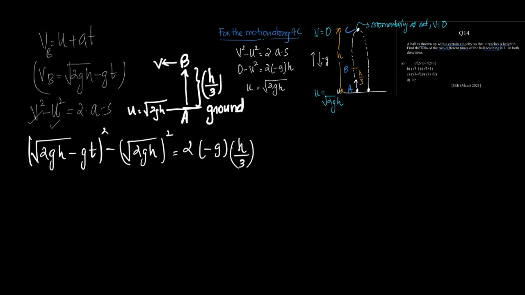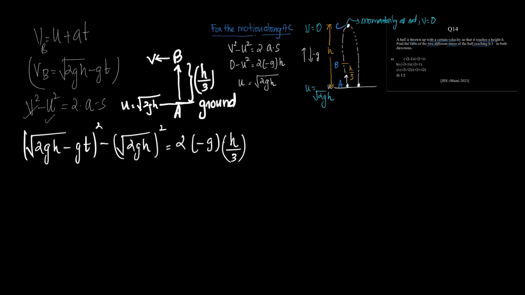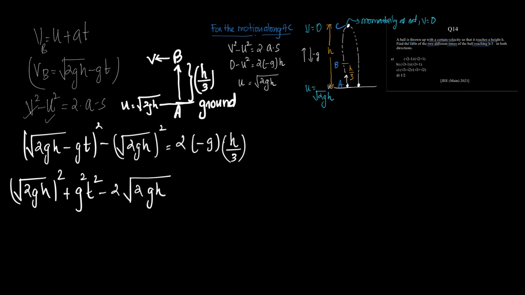Now, if we expand this equation, what do we get? What we get is (a - b) the whole square, which is a square plus b square minus 2 into a into b, minus root of 2gh the whole square is 2gh, is equal to minus 2gh upon 3, right?